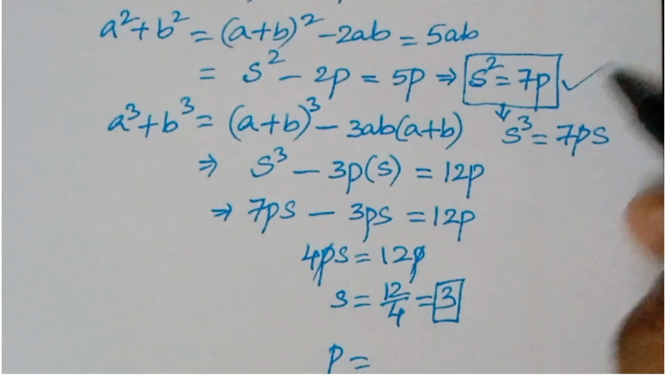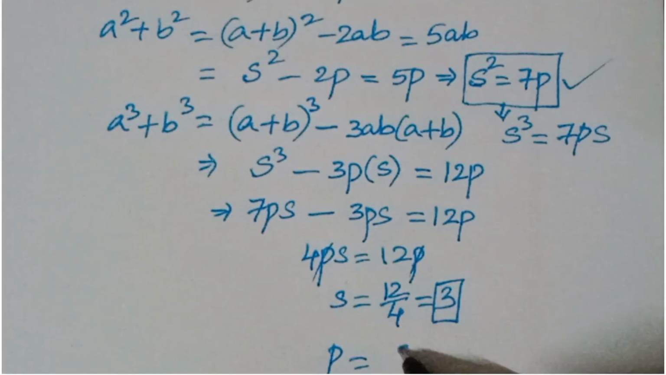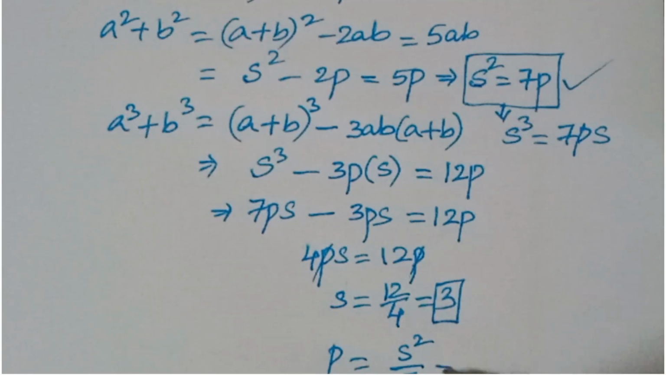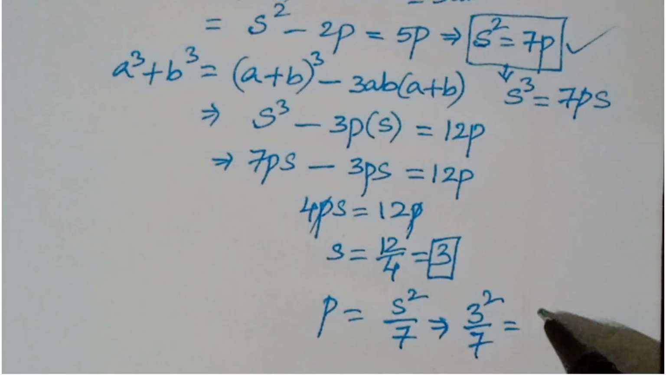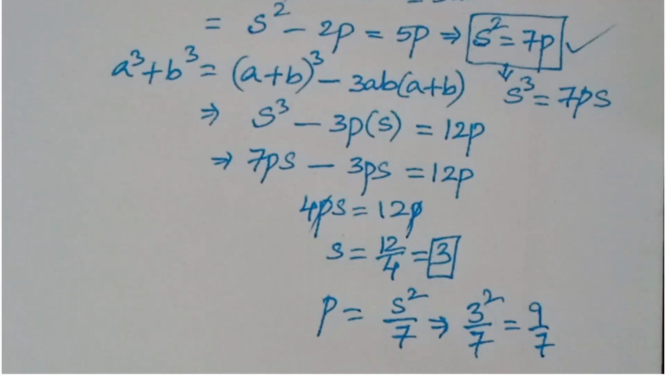So if s value is 3, then p value can be written as s square by 7. So s square is 3 square by 7, you are getting 9 by 7.